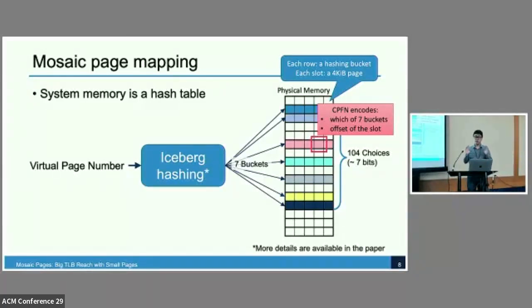This is a sketch of Mosaic page mapping, and there are many more details on the structure of the hashing scheme available in the paper.